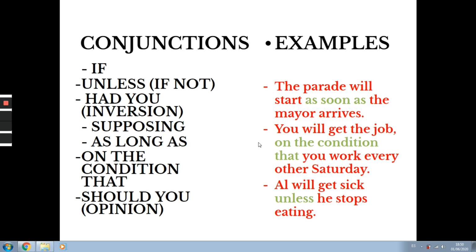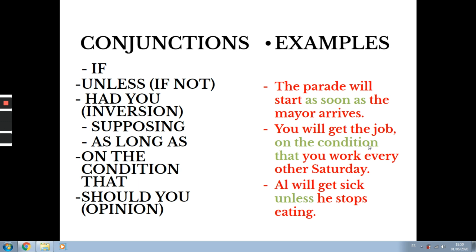Supposing, as long as, which means as soon as, okay, the parade will start when the mayor arrives, as soon as the mayor arrives. That's another type of conditional where we see the connection between the condition and the result. On the condition that you work every other Saturday, you will get the job. You will get the job if you work every other Saturday.